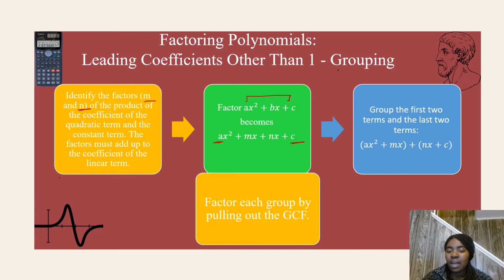Then it says group the first two terms and the last two terms. So now that you've split it up this way, you want to split them into two groups and group them this way. Now what you're going to do is factor each of them separately. You factor this one and you factor this one, and then you factor them together at the end. Okay, so let's try an example. Enough of the talking.